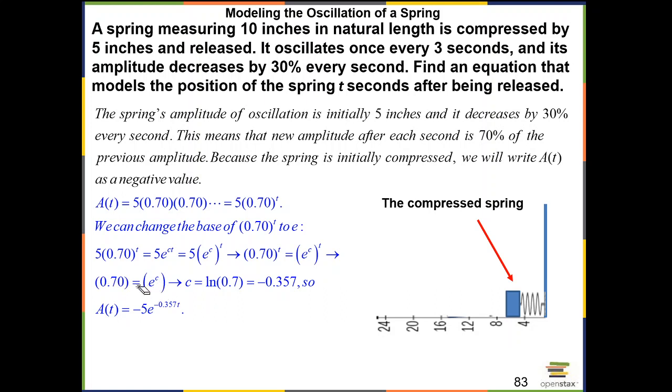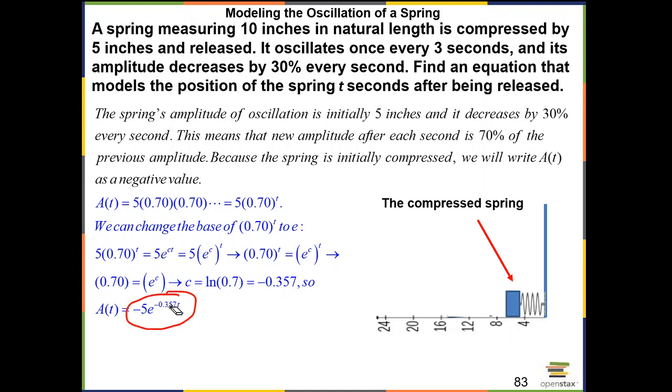Take ln of both sides. You take ln of e to the c, you get c, right? So c equals ln 0.7. ln 0.7 is about negative 0.357. So our damping function is going to be what?